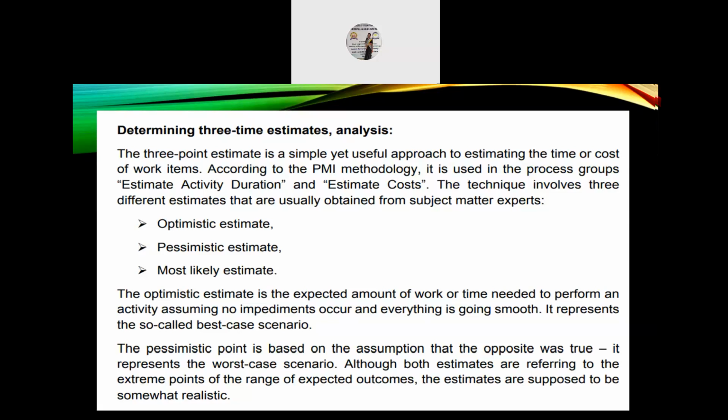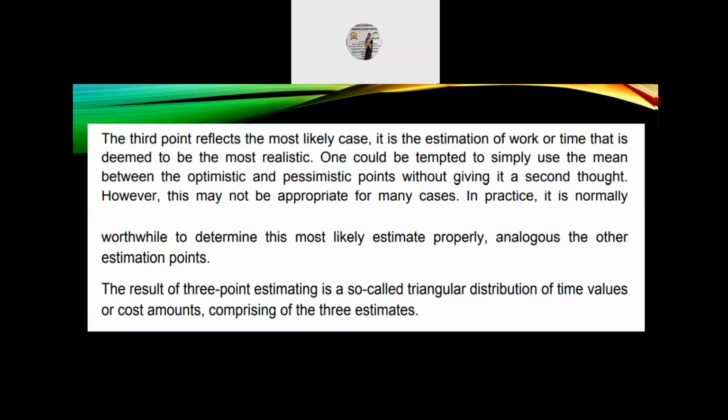Although both estimates are referring to the extreme points of the range of expected outcomes, the estimates are supposed to be somewhat realistic. The third point reflects the most likely case. It is the estimation of work or time that is deemed to be the most realistic. One could be tempted to simply use the mean between the optimistic and pessimistic points without giving it a second thought. However, this may not be appropriate for many cases. In practice, it is normally worthwhile to determine the most likely estimate properly, analogous to the other estimation points.